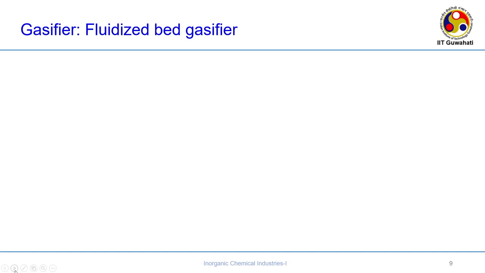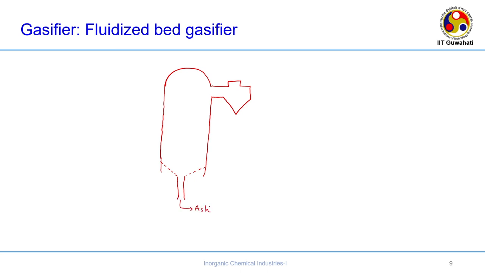So let us see a brief description of a fluidized bed gasifier. In the fluidized bed gasifier, you have a column, and then you have a cyclone attached to it. So just some modification required. Then the vessel goes like this. While it comes down, it will again have a grid so that the carbon particles do not fall down. The ash exits out from here. So the grate is provided so that the carbon or coal particles do not fall down.